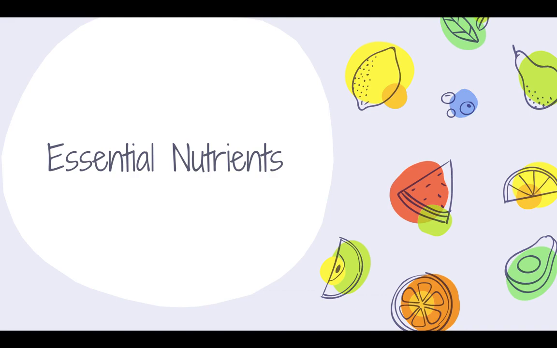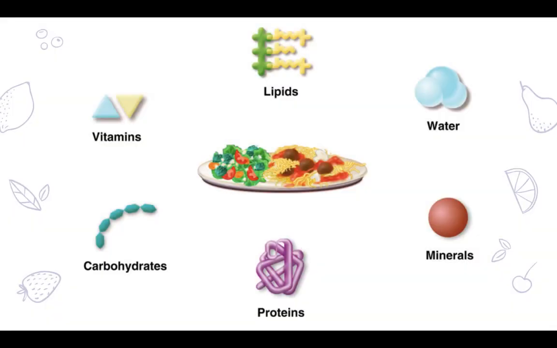Of some essential nutrients. Here we have a plate of food. On this plate of food, you'll find the 6 essential nutrients. The 6 essential nutrients are lipids, water, minerals, proteins, carbohydrates, and vitamins.